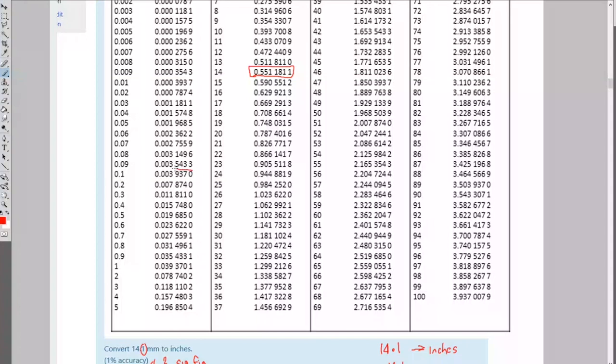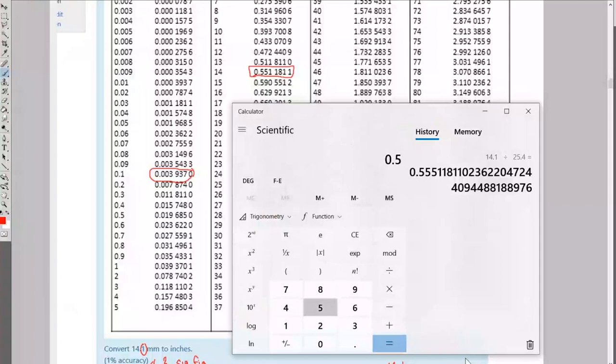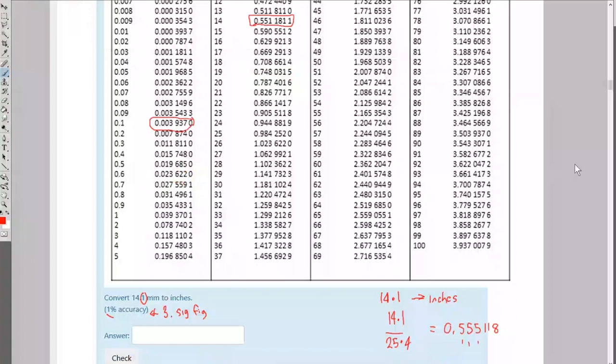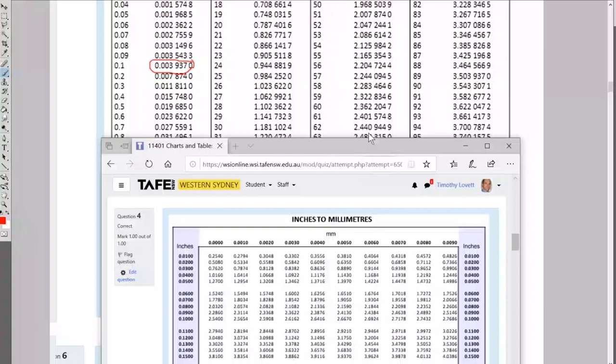Yeah, I can see you're imagining that it was much easier just to multiply by 25.4. So we have to go 0.5511 plus 0.00039. 51181. Exactly the same number. Isn't that cool? Yeah, I think 25.4 is a lot easier. 0.555 would be adequate. Bit of a sad excuse for a chart, if you ask me.